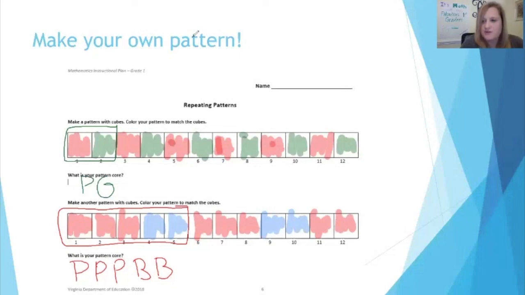How did you do? If you have a chance, show someone in your family or someone who's with you what pattern you made and what its core is. Then you could always ask them if they could extend your pattern or make it longer. Can they predict or guess what comes next if you made your pattern longer? Great.